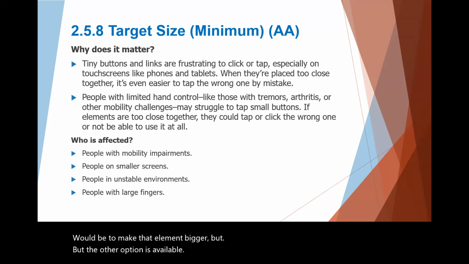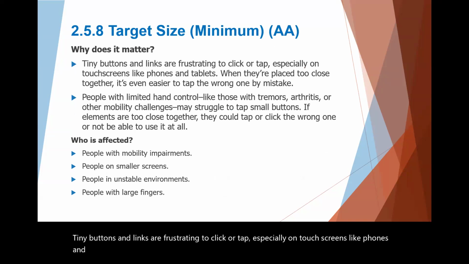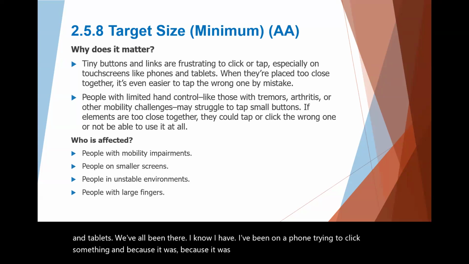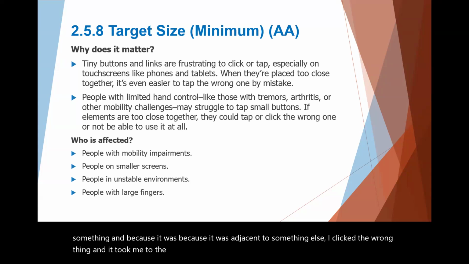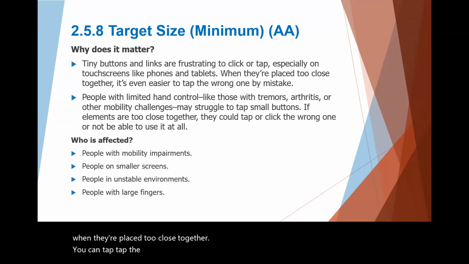Why does it matter? Tiny buttons and links are frustrating to click or tap, especially on touch screens like phones and tablets. We've all been there. I know I have. I've been on a phone trying to click something, and because it was adjacent to something else, I clicked the wrong thing and it took me to the wrong place, or it jumped me out of something I was doing. So when they're placed too close together, you can tap the wrong thing by mistake.